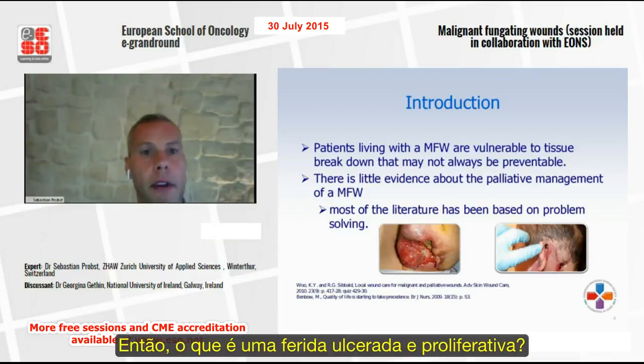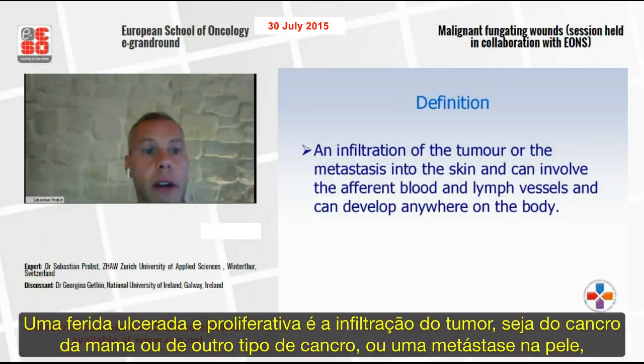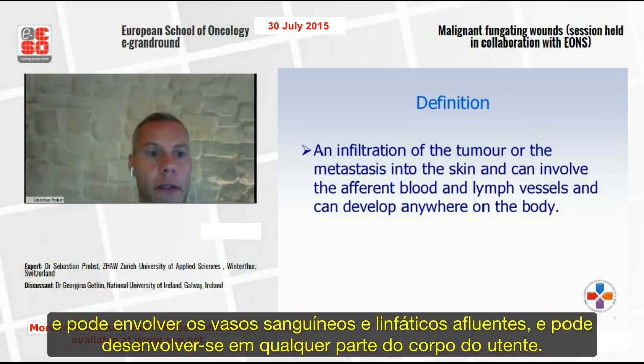But what is a fungating wound? A fungating wound is an infiltration of the tumor, be it from breast cancer or other cancer types, or the metastasis into the skin, and it can involve the afferent blood and lymph vessels, and it can develop anywhere in the body of the patient.